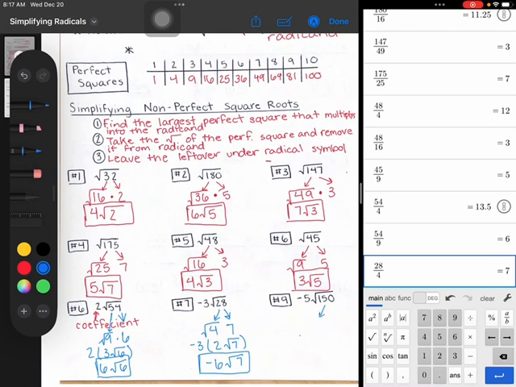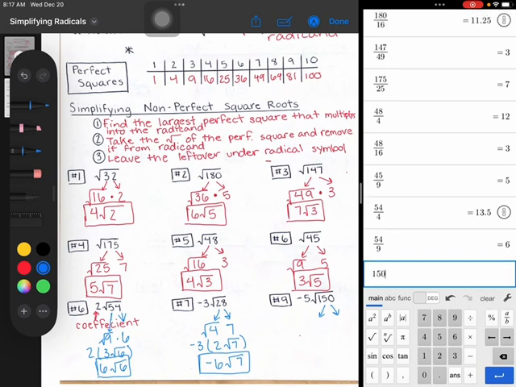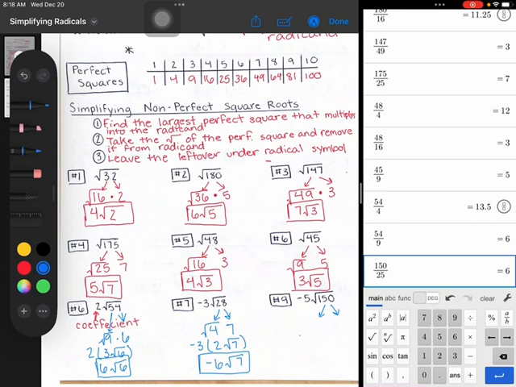And we'll do it again in number 9. So 150, I think that 25 probably goes into 150. So 150 divided by 25 is 6. So I want to do the square root of 25, and then I have a 6 left over. So negative 5 times 5 square root 6, negative 25 square root 6. Perfect. So that's a look at how we simplify non-perfect square roots.